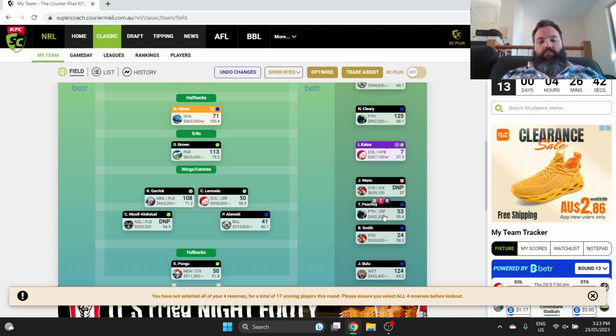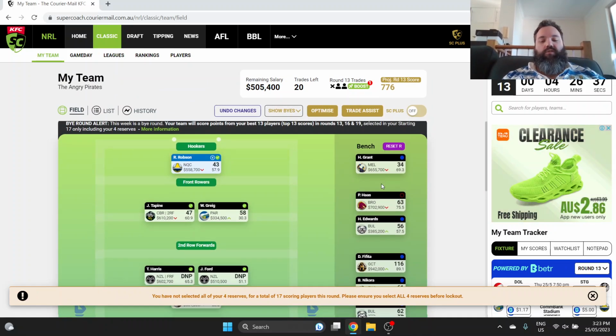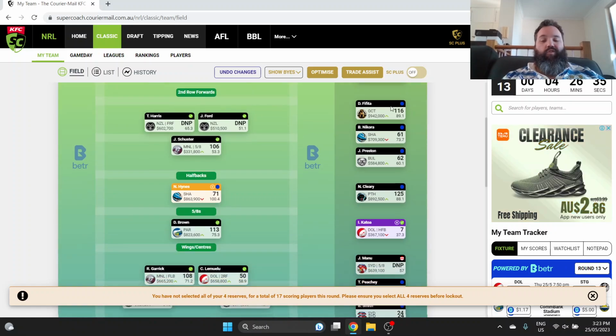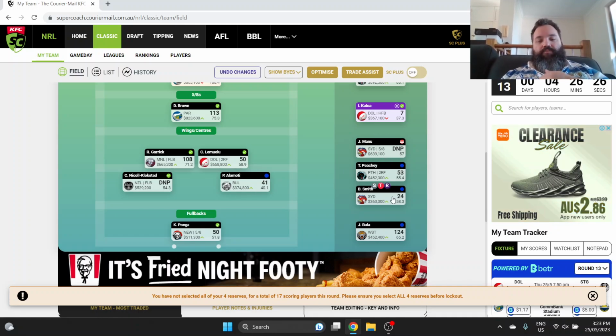So, we could look at trading someone else out and playing another bench spot, but all these players I have reasons for holding. So I think it ultimately comes down to one of my centre wings I want to trade out, whether it's Alamotti, Manu, Peachy, or Smith. So the obvious one is Joey Manu with his injury. We don't quite know how long he's out for. He should be back next week, but even then, is he fully fit?